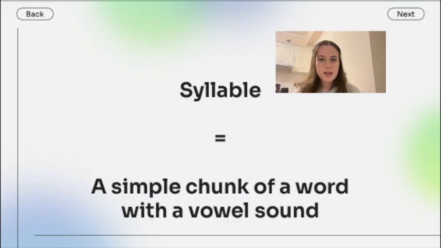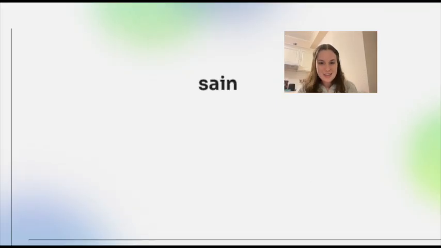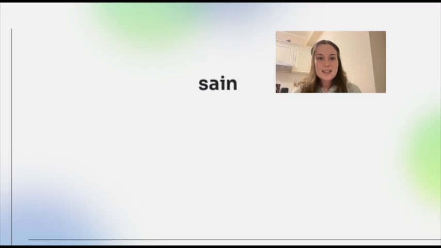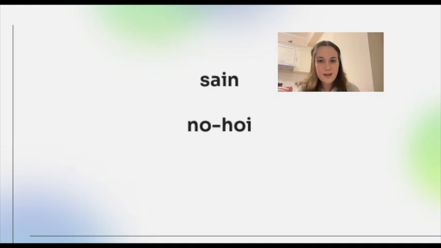So for example, let's take a Mongolian word, sen. Sen has one syllable. Sen, right? Now we'll take the word for dog. Nahe, something like that, right? Nahe. That has two syllables. Nahe, right?